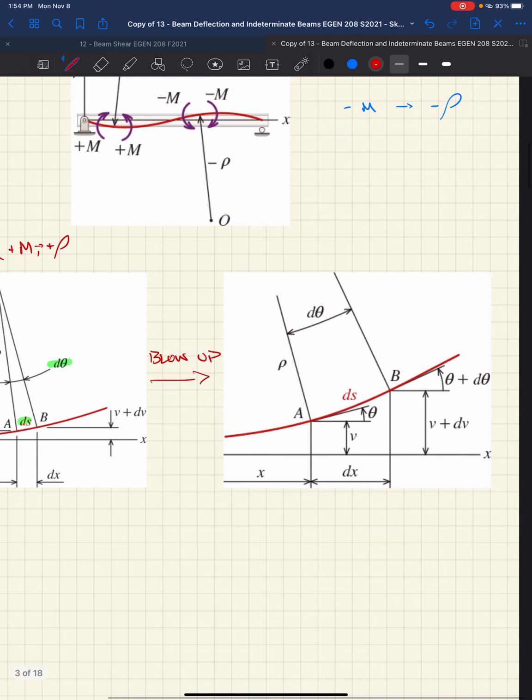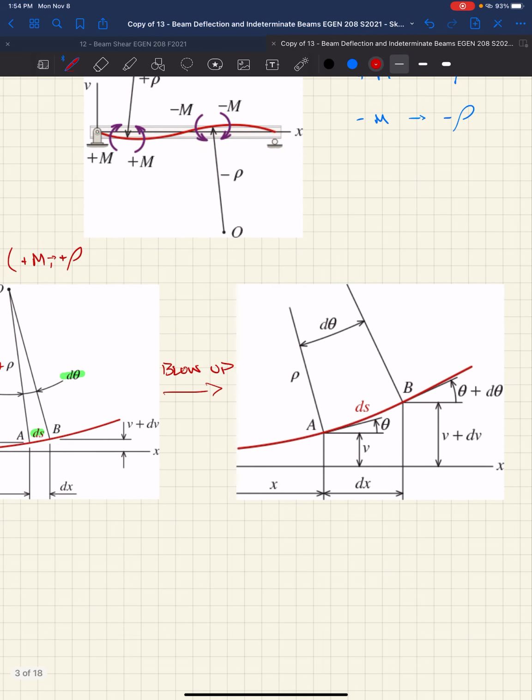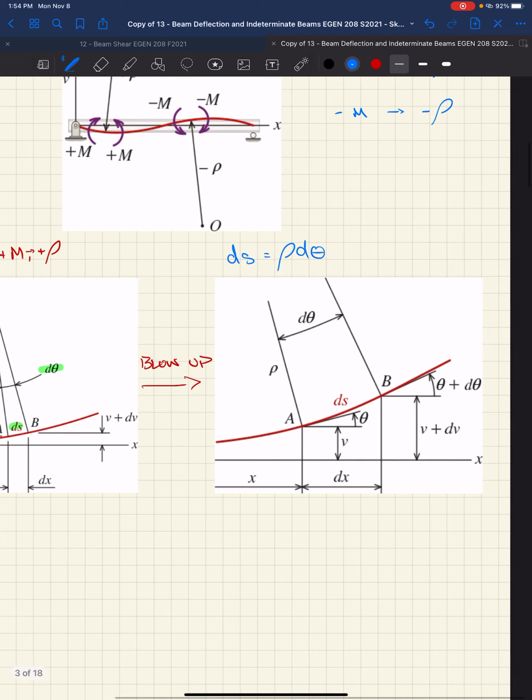So now let's blow this thing up so you really don't know what's going on. Hopefully you're following a little bit. If we blow this up and get a better look at it, ds, or this small length along our diving board, is really equal to the radius of curvature times our change in theta, so rho d theta. That gives us arc length. The radius times your angle is your arc length.